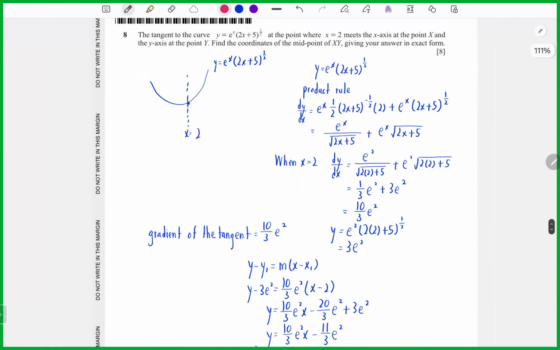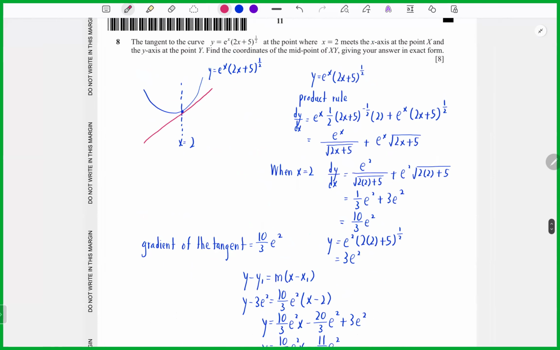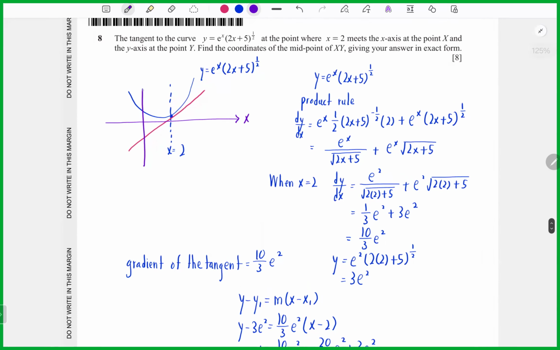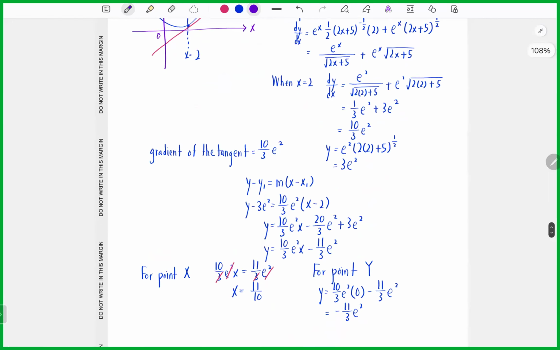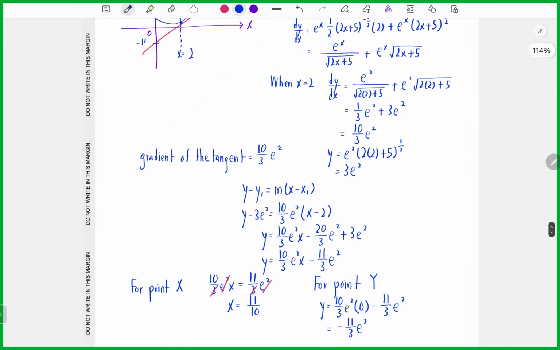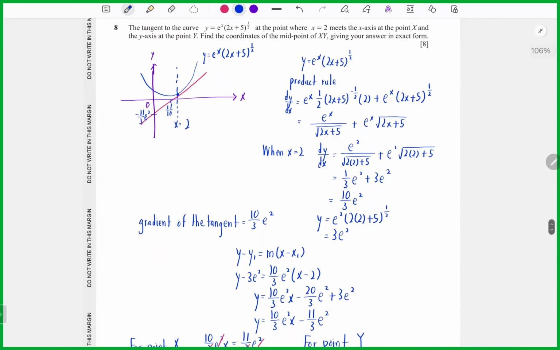Positive, okay, this is negative. Okay, so they happen this way. 0, y is negative 11 over 3 e squared, and here is 11 over 10. Okay, so I hope you can get it.